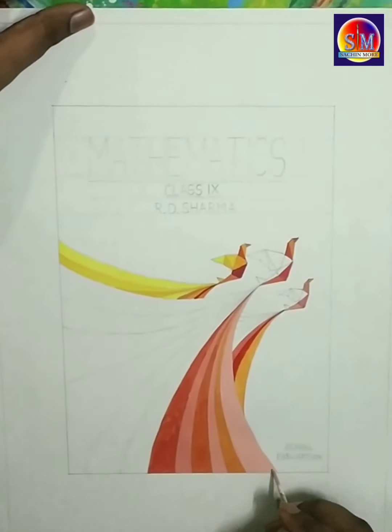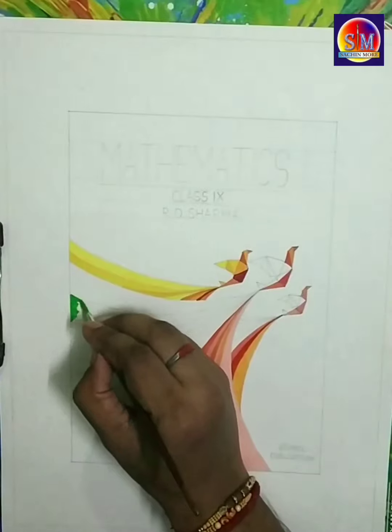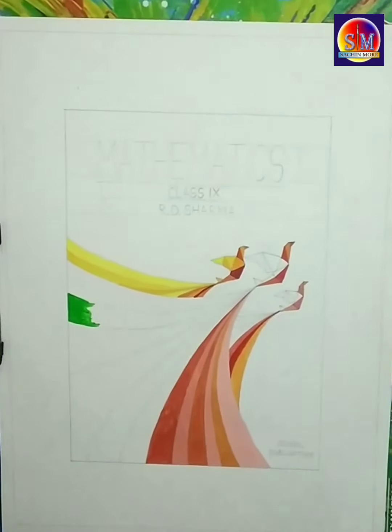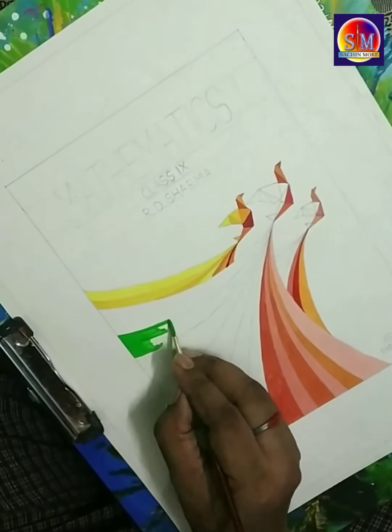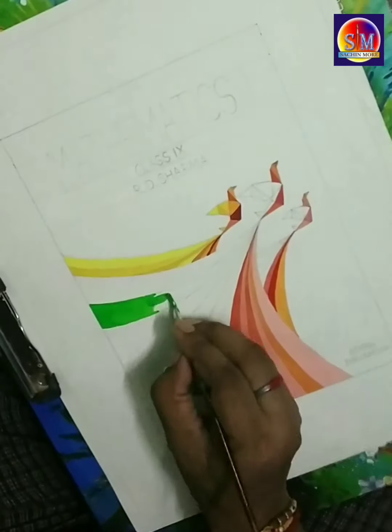Here we start with the cool color scheme. First we start with the light green color. Apply the green color in a spread part of the bird, and the same tone we apply on the birds also.